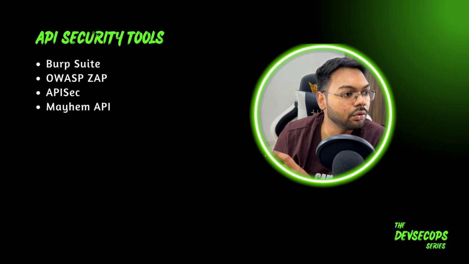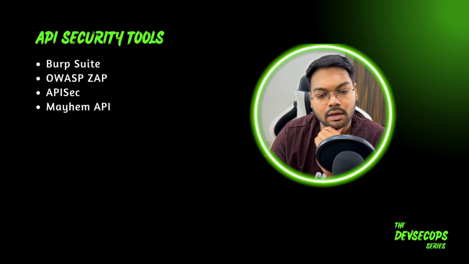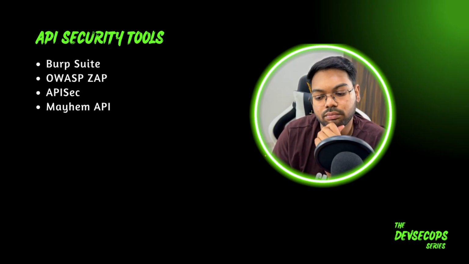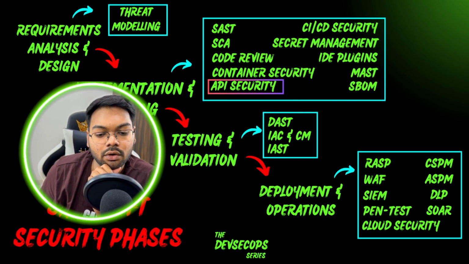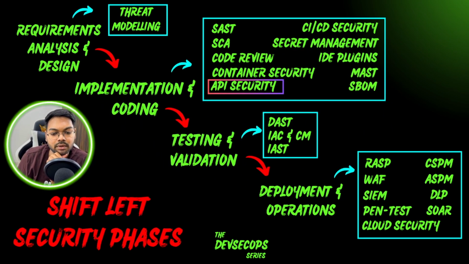We will go for the tutorials later on in our series, but make sure that you are aware of these things. So here we come to the end of today's topic, which is API security. I'll briefly tell you what we have covered up till now. We have covered threat modeling, SAST, SCA, secret detection, MAST, API security, DAST, IaC and CM, IAST, RASP, and I think WAF is still remaining.